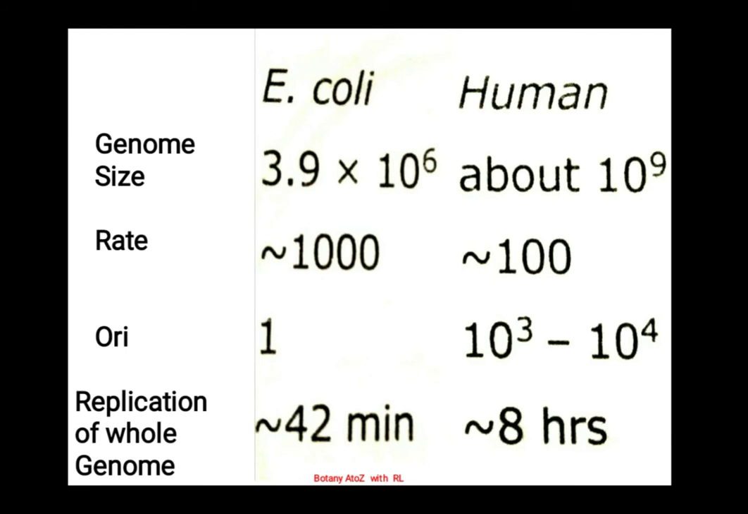It is in comparison to eukaryotes, wherein you have a large genome size. For example, in humans, the total genome size, the size of the DNA content present on the 46 chromosomes, accounts for about 10 raised to power 9 base pairs. That means more than 1,000 times greater than Escherichia coli. And the rate of the enzymes for adding nucleotides is about 100 per second. So since the rate is low, since the genome size is large, multiple origins of replication are required. Every chromosome has many origins of replication.